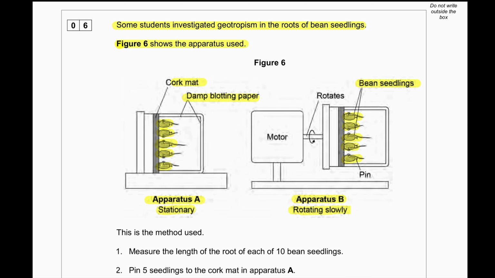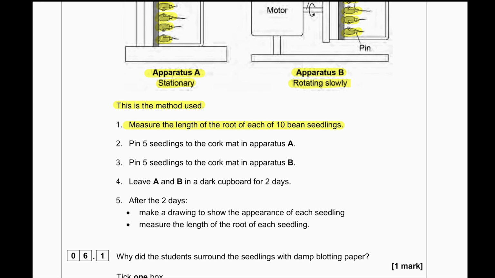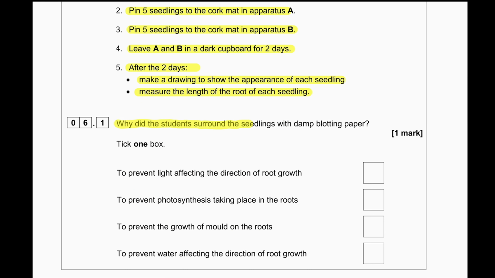So the method that is used: measure the length of the root of each of the 10 bean seedlings, pin 5 seedlings to the cork mat in apparatus A, pin 5 seedlings to the cork mat in apparatus B. Leave A and B in the dark cupboard for 2 days. After 2 days, make a drawing to show the appearance of each seedling. Measure the length of the root of each seedling. Why did the student surround the seedlings with damp blotting paper?